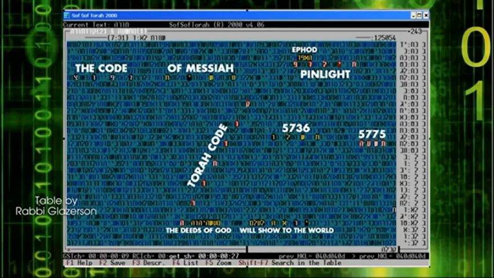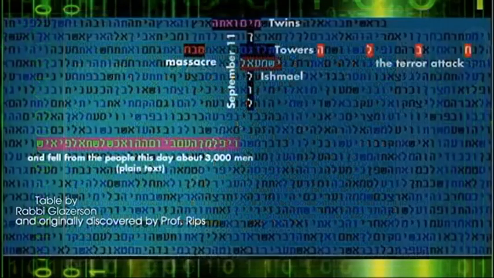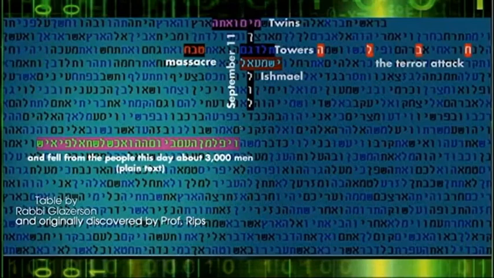The keywords in the middle say Torah code, and it has the years, 5736. That was the year that the code was discovered, and then 5775 was the year our film came out. And then down in the plain text it says, "Will show to the world the deeds of God." That's kind of a cool table. To show how the plain text works with actual text, this is one of my favorite tables.